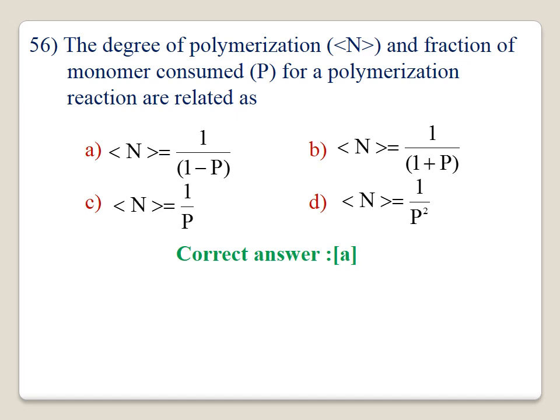The degree of polymerization and the fraction of monomer consumed for the polymerization reaction are related. Here, the degree of polymerization will be equal to the rate of initiation divided by the rate of propagation. The rate of initiation is taken as 1, then the rate of propagation will be 1 minus p. Therefore, the correct answer, the degree of polymerization will be equal to 1 divided by 1 minus p. Option A is correct.